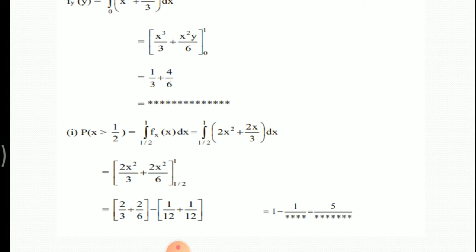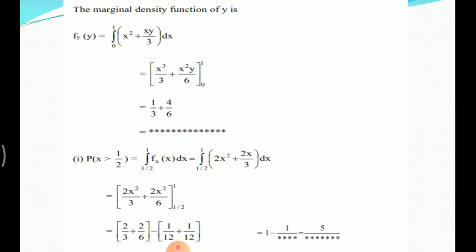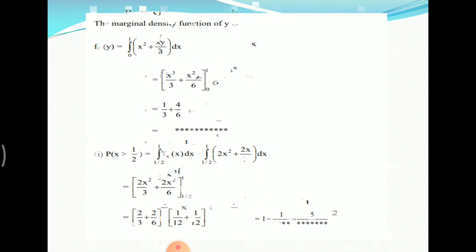First, question number 1, P of X greater than 1 by 2. So we have to apply the f_X(x) formula. X greater than 1 by 2 means the lower limit is 1 by 2, and the upper limit given in the question is 1. Now integrating with respect to x only, we get the answer 1 minus 1 by 5. Next slide. We have Y less than X.